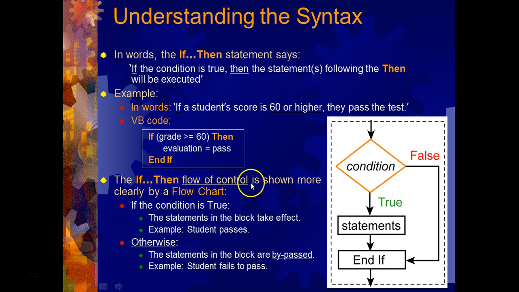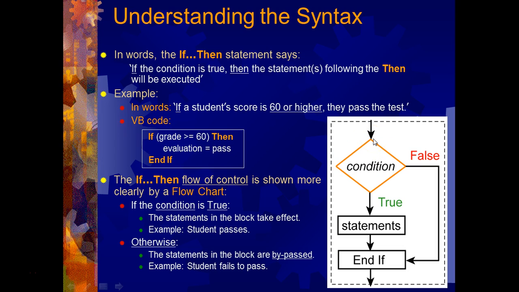The if-then flow of control is shown more clearly by a flowchart. So we've seen flowcharts before, and here we have a condition, for example, that the grade is greater than or equal to 60. So if it's false, we go to here, and then we continue after the end if. If it's true, we execute the statement. So if it's true, we go into here. If it's false, we go to here and then continue. So that's what this says.